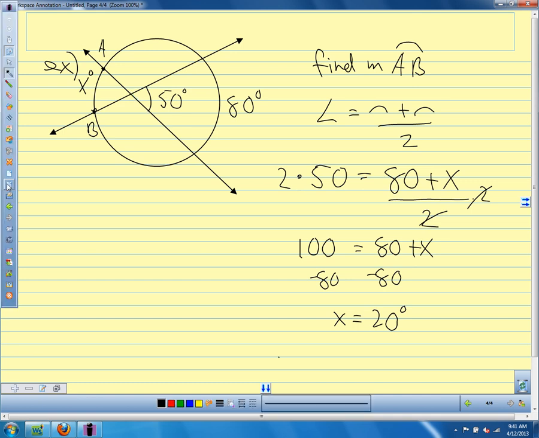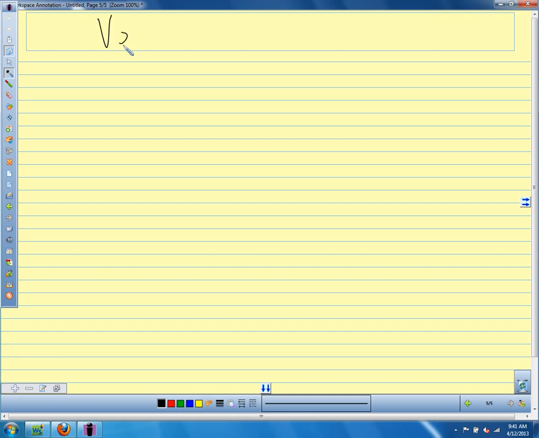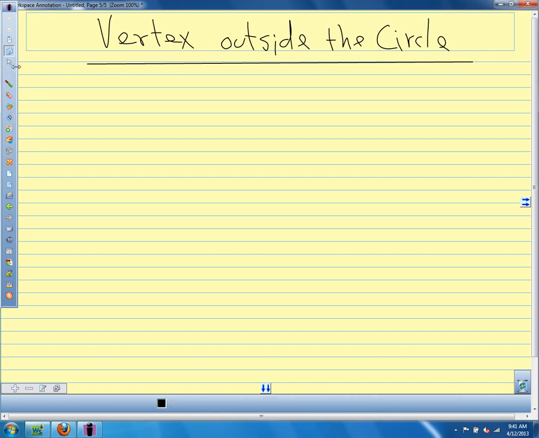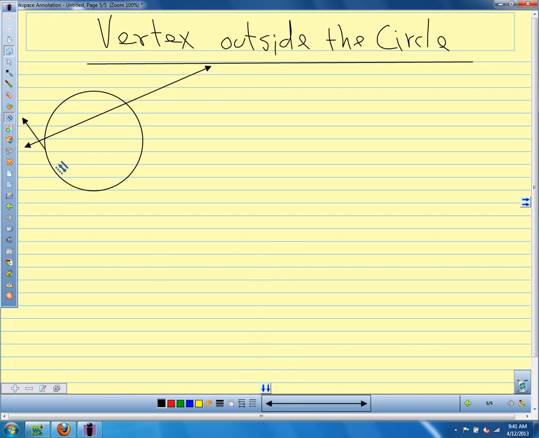All right, let's look at our second rule for the day. This is for our vertex outside the circle. And I'll draw a few pictures of how our circle and our lines might be arranged here. So I could have two secants. So let me draw my two secants. There's my vertex outside the circle.